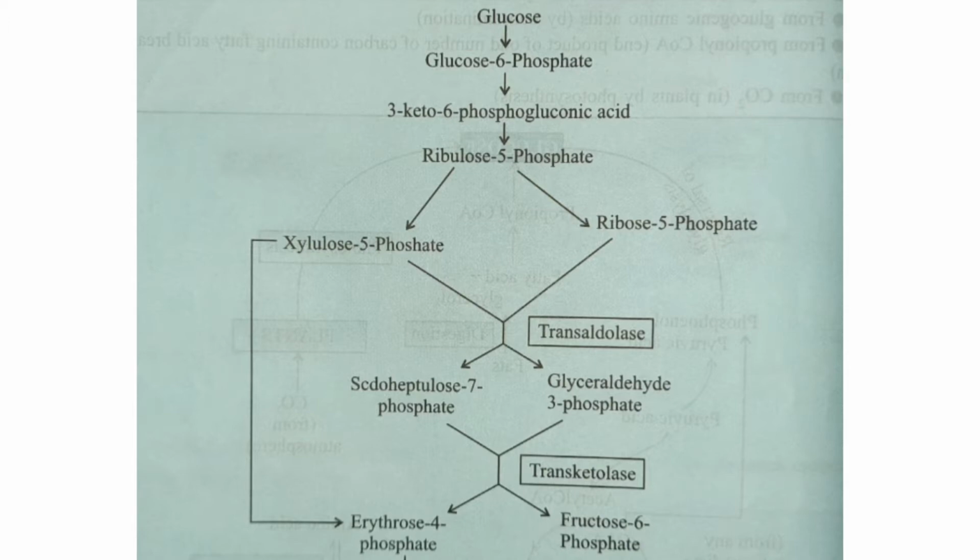Next, it produces reducing equivalents for carrying out reductive synthesis processes, that is fatty acid synthesis, cholesterol synthesis, etc. And finally, most importantly, it helps to prevent hemolytic anemia. These are the main functions of it. Here you can see the pathway.